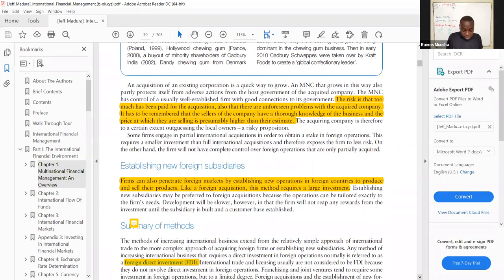So is there any question regarding the different ways in which a multinational corporation can do international business? Any questions? Is there any question?